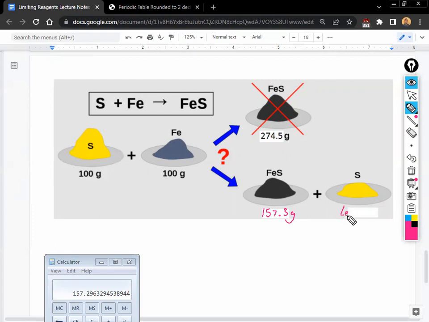And this is what we're going to learn how to calculate next week. This is going to be next week's calculations. But for today, you just need to figure out that you're going to make the smaller number. Okay, all right, and that's pretty much it.